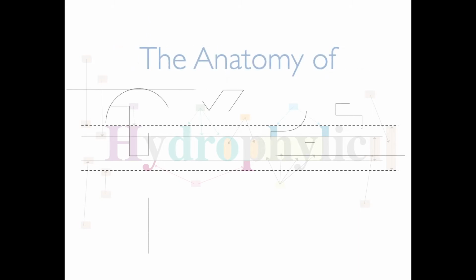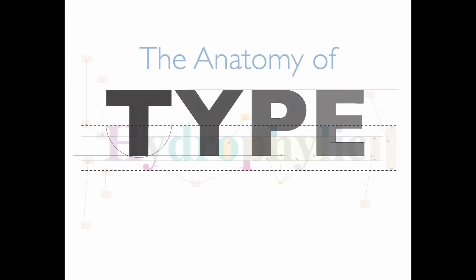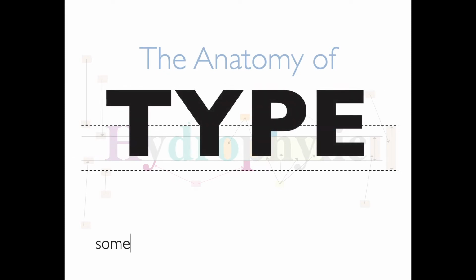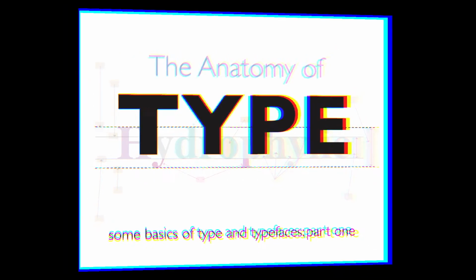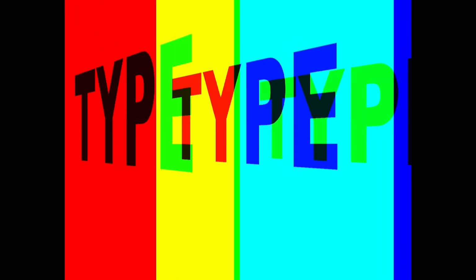So, I'd like to talk about type, especially in this lesson, the anatomy of type. We're going to talk about the basics of type and typefaces this week, and we're going to speak about how Roman typefaces are made and their various parts and the various ways that we see them in the world.